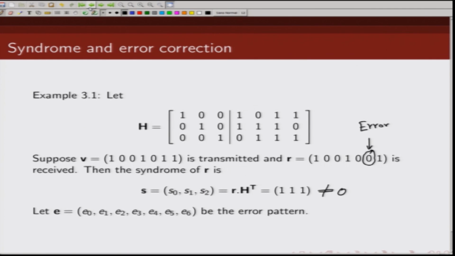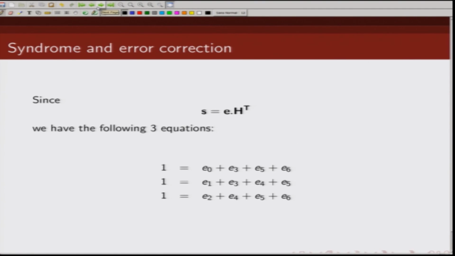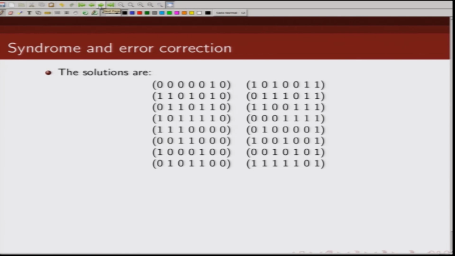We have our H matrix given by this. This is our error pattern. When we compute EH transpose, we get these 3 equations, and there are 16 solutions to this set of equations. This set of 3 equations with 7 unknowns has a total of 2 to the power 4 different solutions, and these are the 16 different solutions.